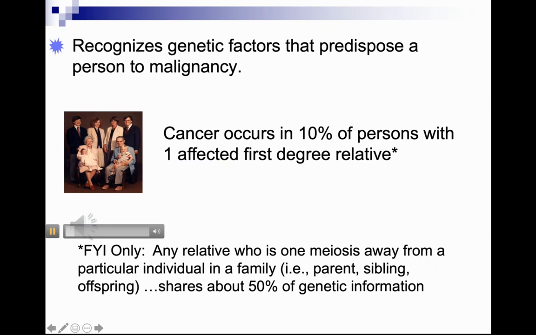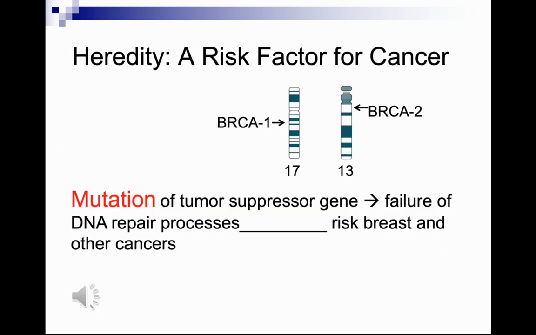There are genetic factors that predispose a person to malignancy. Cancer occurs in 10% of persons with one affected first-degree relative. Heredity, a risk factor for cancer.